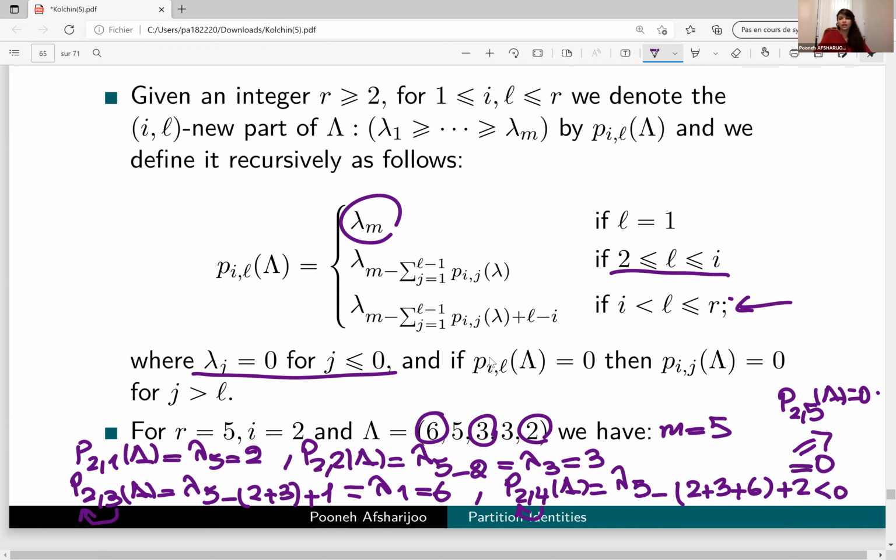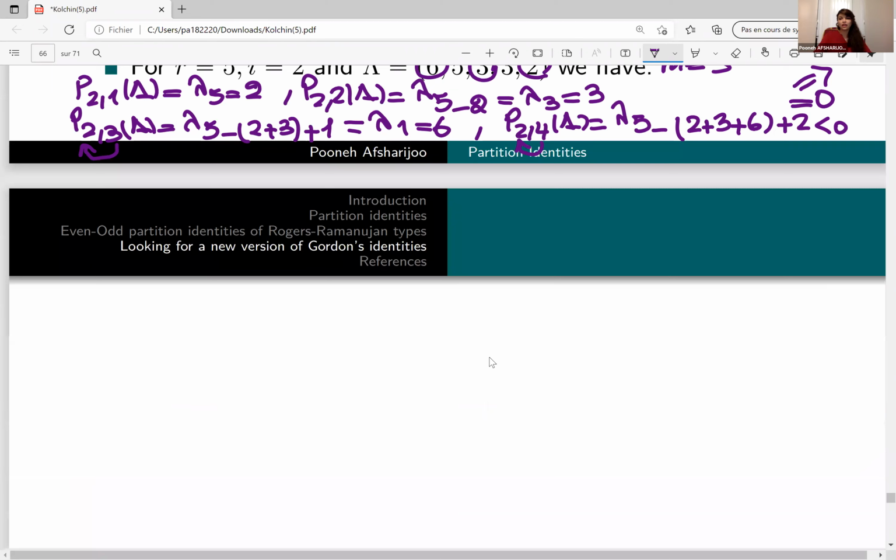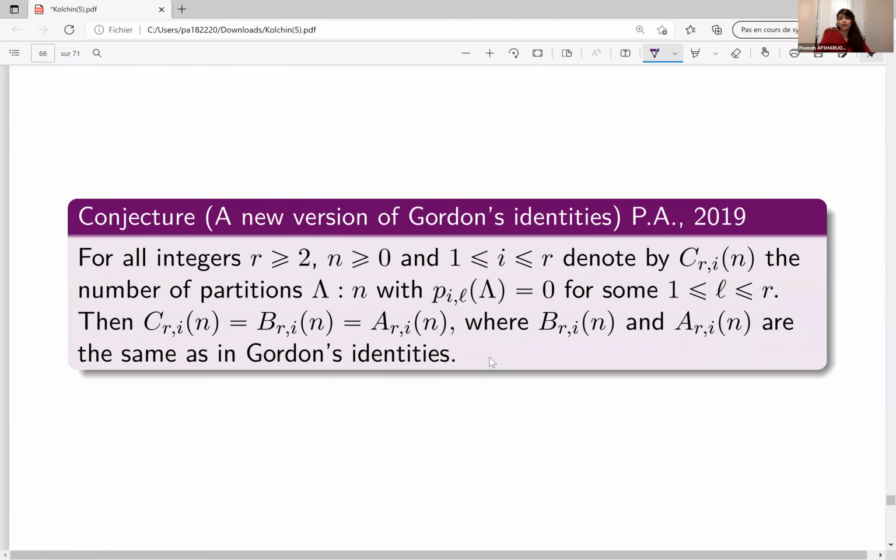By this definition, I conjectured a new member for Gordon's identities, which says that if we denote by CRI of n the number of partitions of n with at least one new part equal to 0, then CRI of n is a new member of Gordon's identities in general.